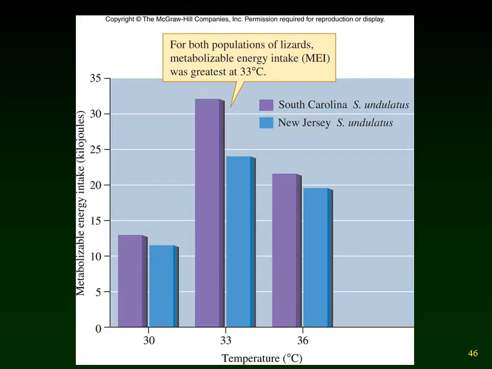And so no matter where they grew, where the population was from, their metabolic energy was maximized at 33 degrees. So the light blue is the population from New Jersey. If they were living at 30 degrees, they were not metabolizing as much energy as at 33 degrees, and then less energy at 36 degrees. And the same thing with the South Carolina population: less energy metabolized at 30 degrees, 33 degrees, and less energy at 36 degrees. So they both had their preferred temperature at 33 degrees Celsius.